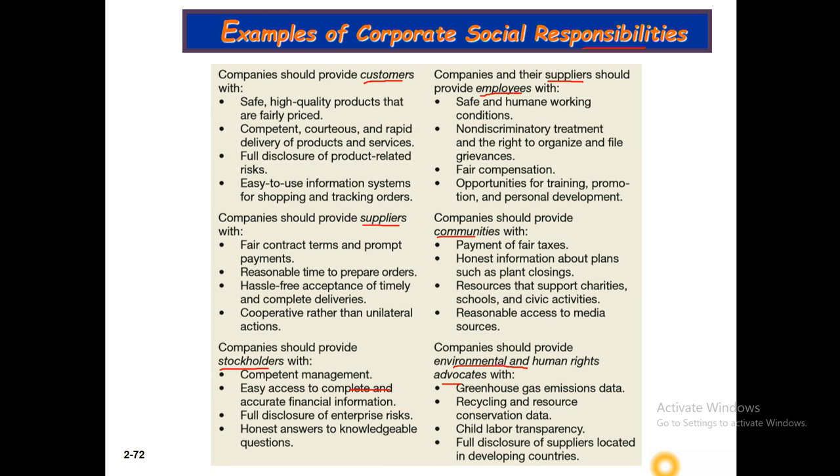Number one, customers: safe, high quality products that are fairly priced. Number two, employees: safe and humane working conditions. Number three, suppliers: fair contract terms and prompt payments. Number four, communities: payment of fair taxes. Number five, stockholders: competent management. Number six, environmental and human rights advocates: greenhouse gas emission data.